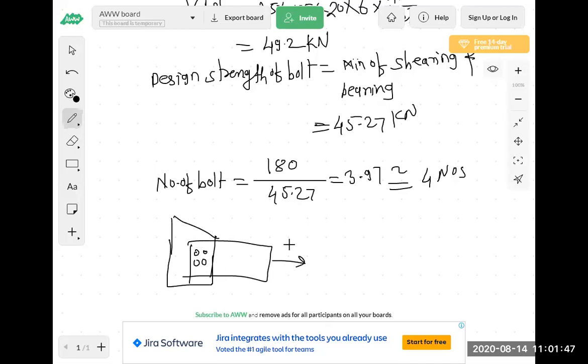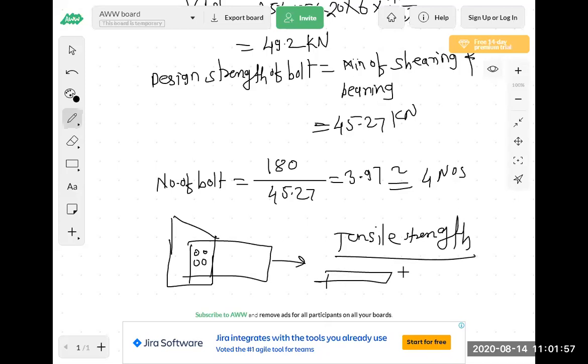We have solved many examples in unit number 2. When we are calculating the tensile strength, it is for a butt joint only. You see the many examples we have seen. If this joint is like this, this is the butt joint and this is the lap joint. For a lap joint, always the lesser strength is shearing or bearing only.